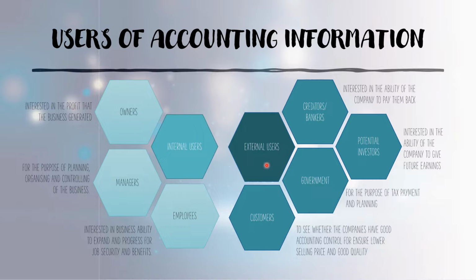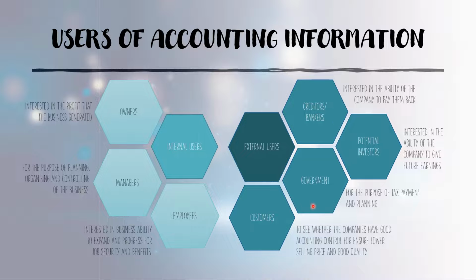Okay, for external users, we have four types of users. The first one is the creditors and bankers, the ones who are lending you money, the ones who provide you the amount to be borrowed. They are interested in your accounting information because they want to know whether the company can pay them back. The next one is the potential investors. These are the future investors, and they are interested in knowing the ability of the company to give future earnings so that they can decide whether to invest in your company in the future.